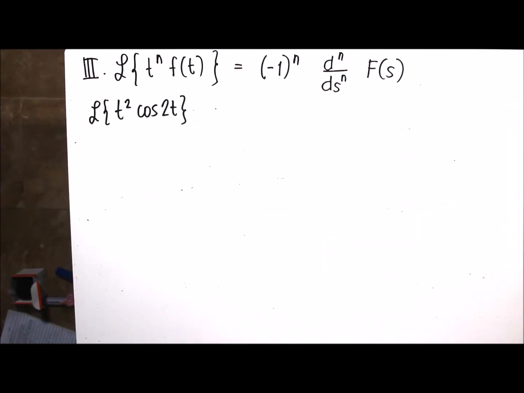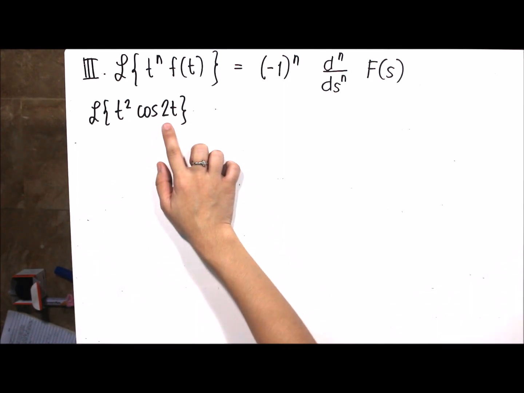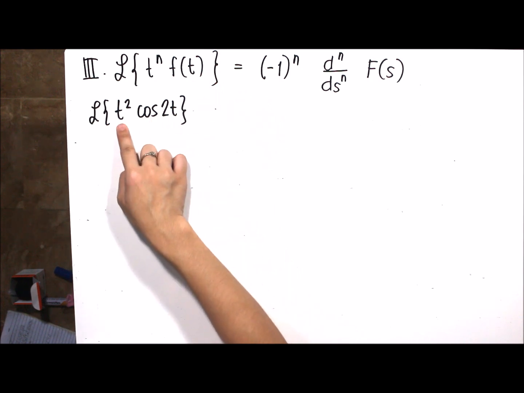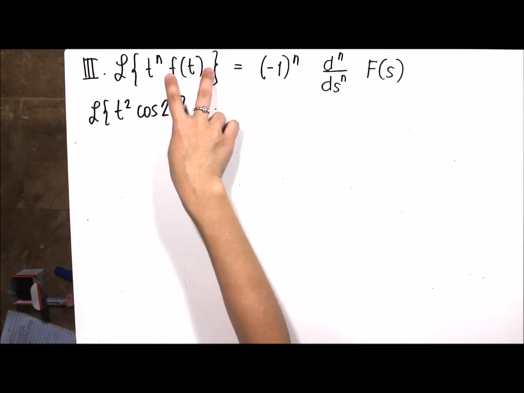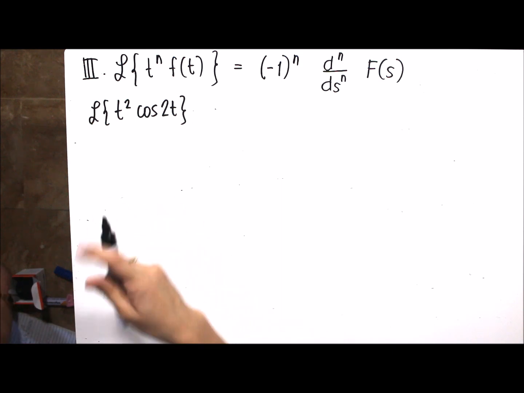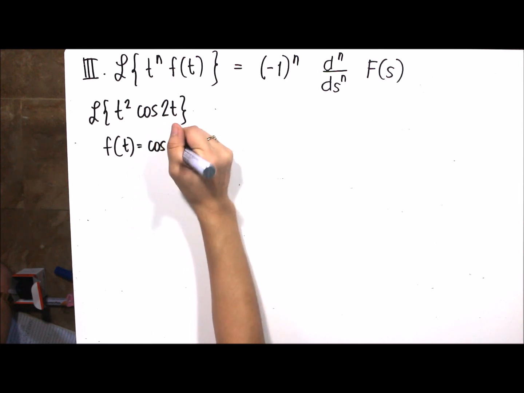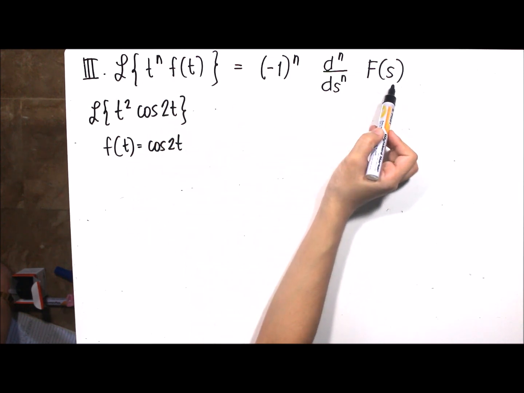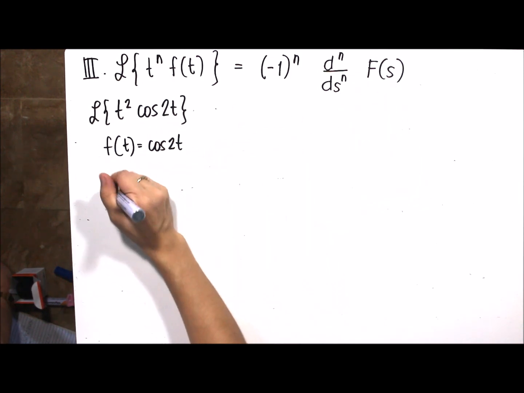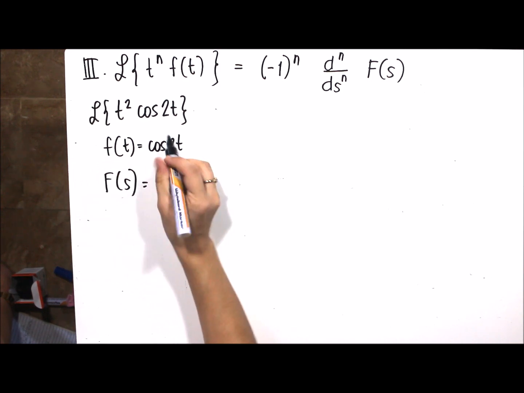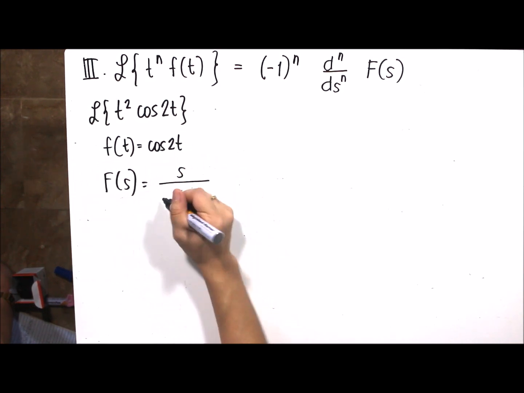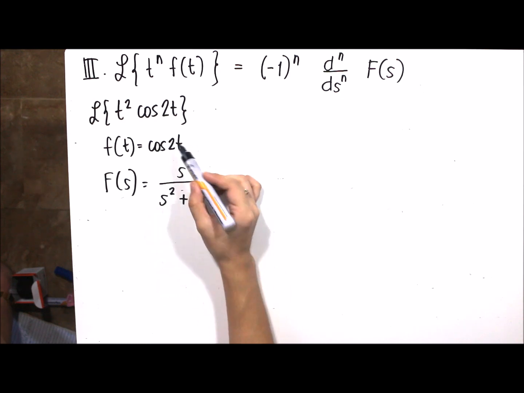Next example, Laplace transform of t squared times cosine 2t. So this will be solved using this formula because it contains t raised to n. Therefore, our f of t in this example is cosine 2t. So we identify f of t, which is cosine 2t. And since we need F of s, we take the Laplace transform of f of t to have F of s. And for cosine, that would be s over s squared plus k squared, where k is equivalent to 2. So we have 4.